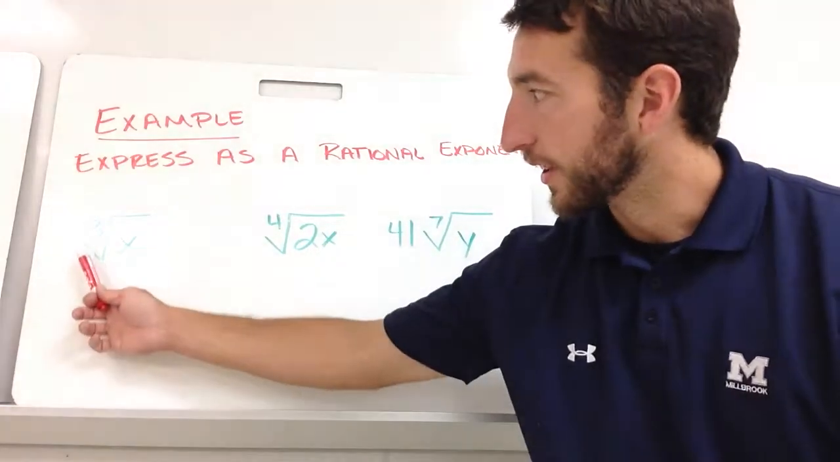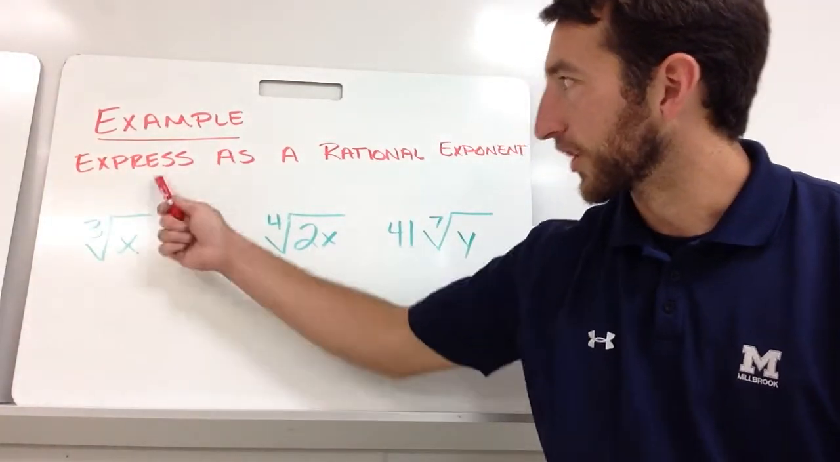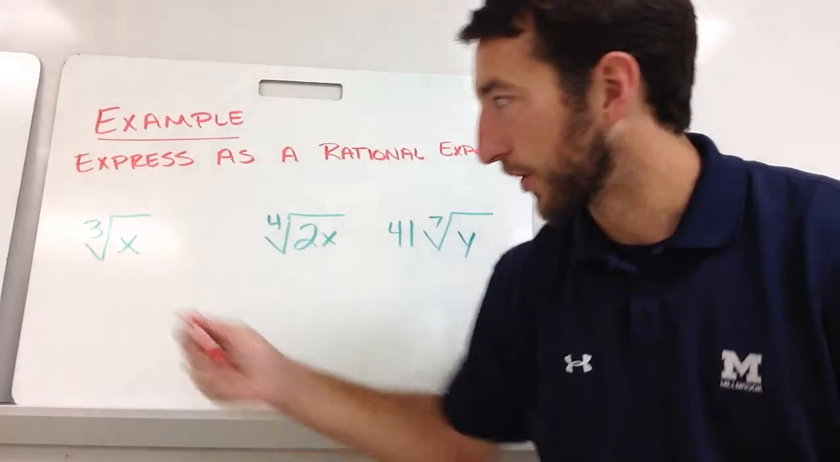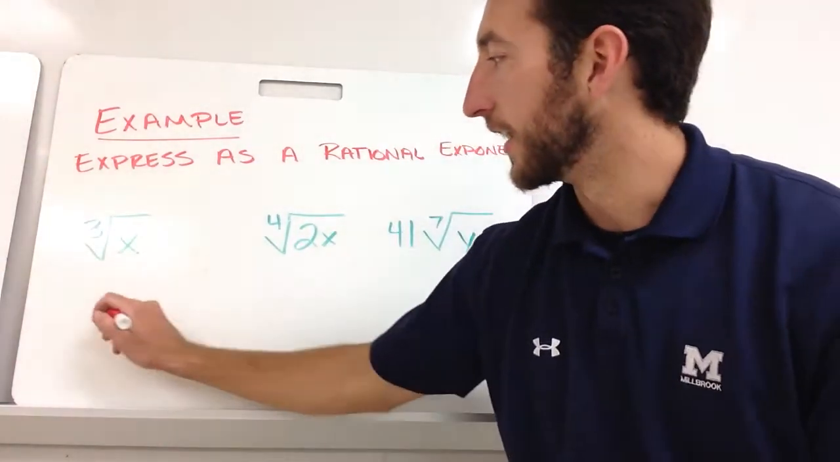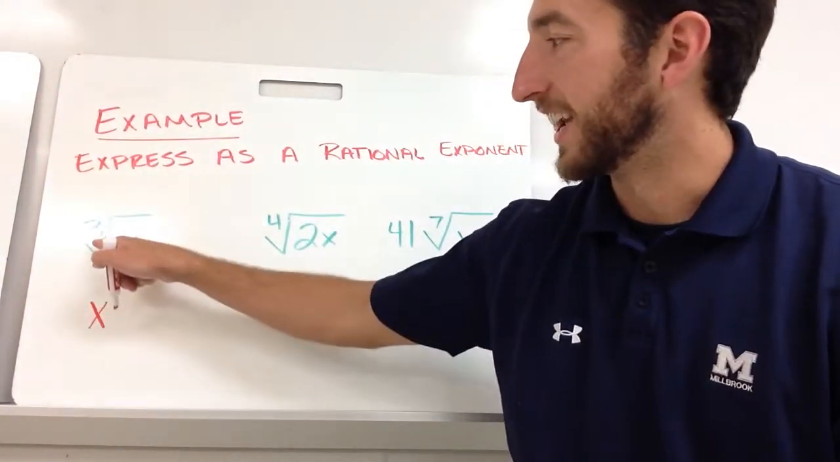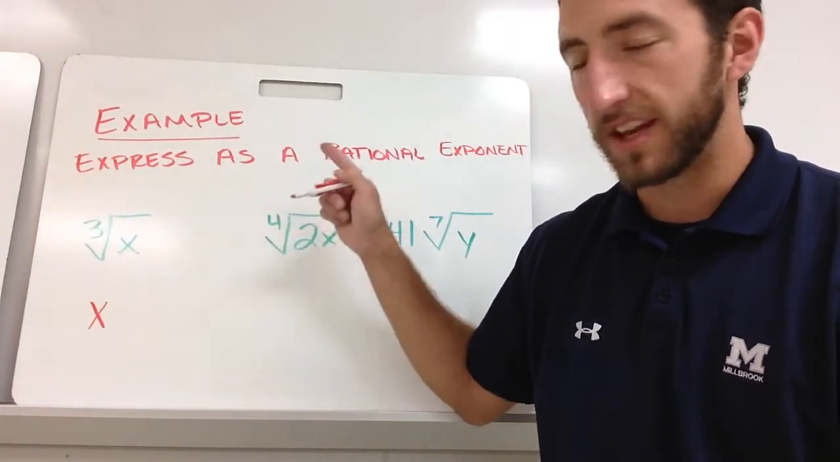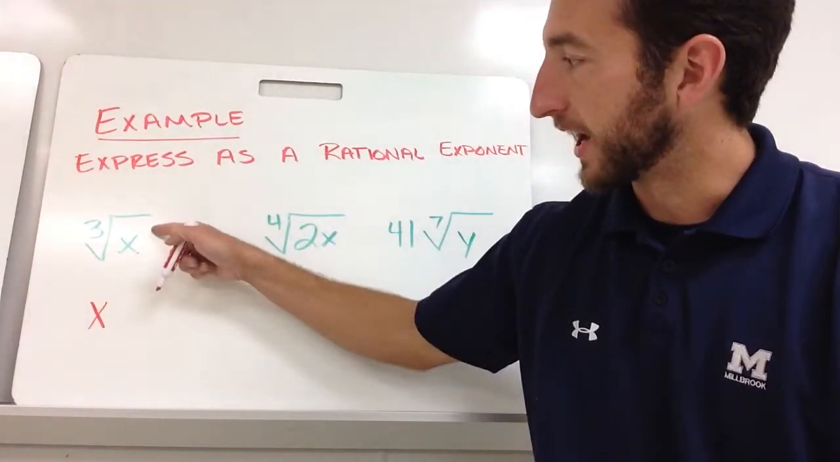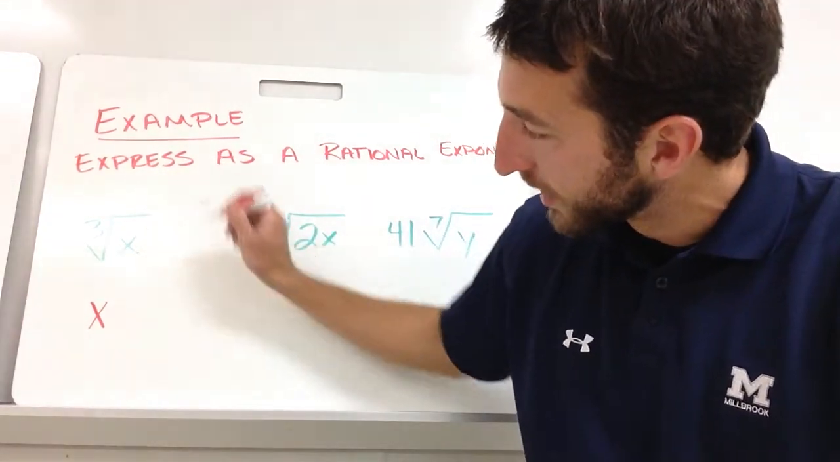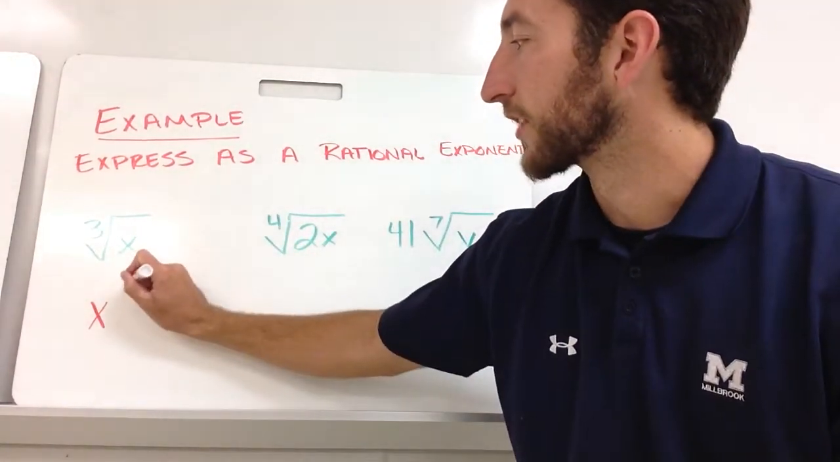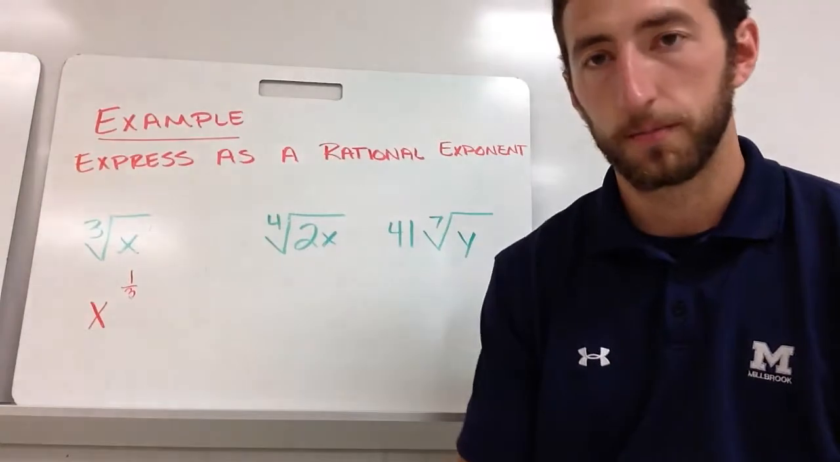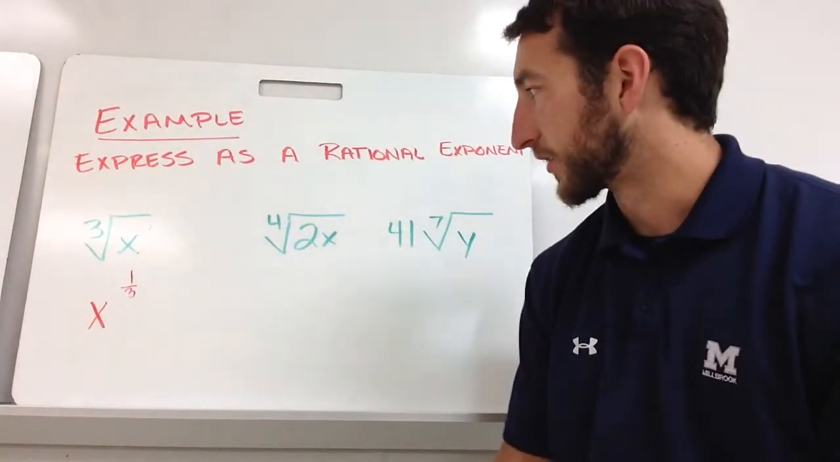All right, start with this one. We want to express it as a rational exponent. So I just want to rewrite this as x, and my index is 3. Remember, my rule is b raised to the m divided by n. My exponent here is implied to be 1, since there's nothing there. So it's x to the 1/3. Okay, so that's number 1.